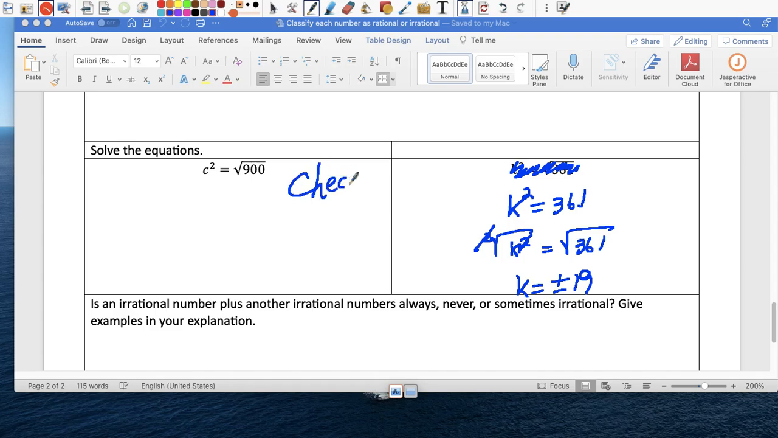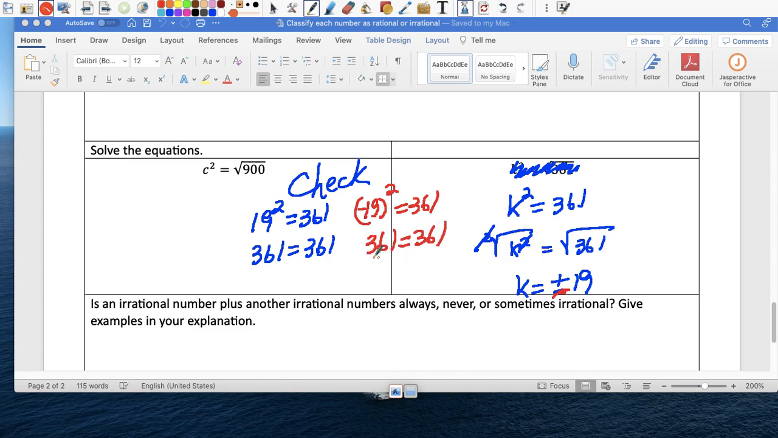Let's do a check. So if we use positive 19, it's going to be 19 squared equals 361. 19 squared is 19 times 19, which is 361, and it equals 361 on that side. What if I use negative 19? Well, negative 19 to the second power equals 361. Negative 19 times negative 19. Negative times a negative is a positive, and 19 times 19 is 361, which equals 361 on that side. In this question, the answer to my problem is plus or minus 19.